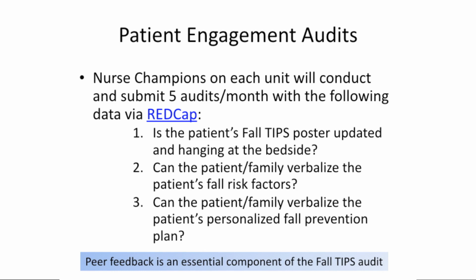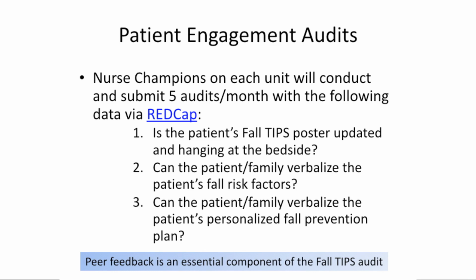The 3 things that nurse champions are looking for in patient rooms when they do the audit are, first, is the patient's Fall Tips poster updated and hanging at the bedside? So does it have the right patient's name on it? Does it have today's date? The second is, can the patient and family verbalize their fall risk factors? And third, can they verbalize their personalized fall prevention plan? Again, when patients know their risk factors and know their plan, they're much more likely to follow it.